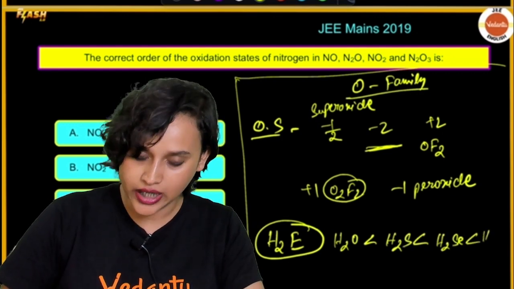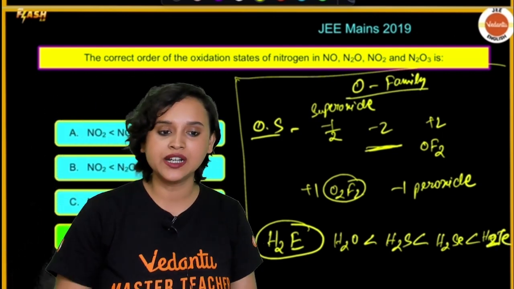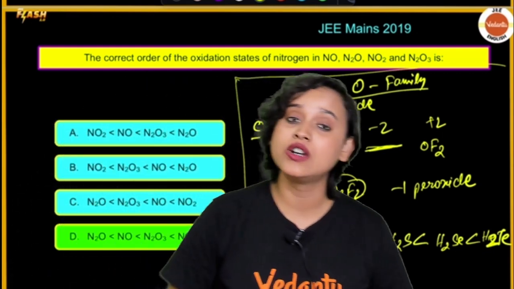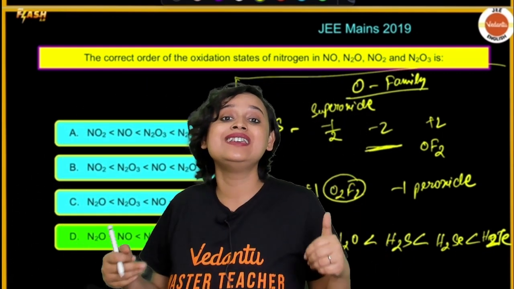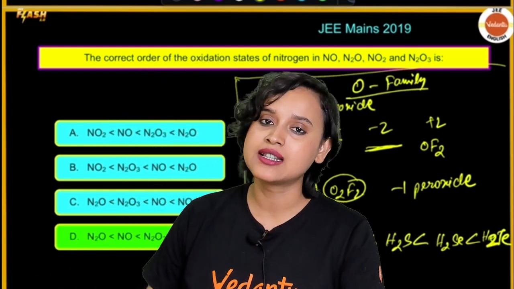Then it increases for H2 tellurium. Yes. All right, everybody. The size increases, overlap decreases, and the hydrogen is released easily as you go down the group. Hence, the acidic character is like this.